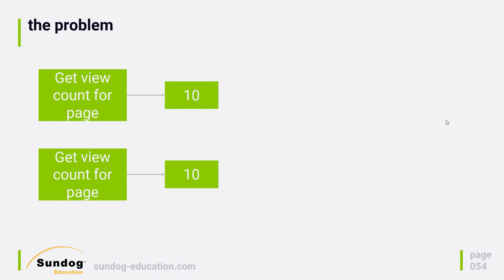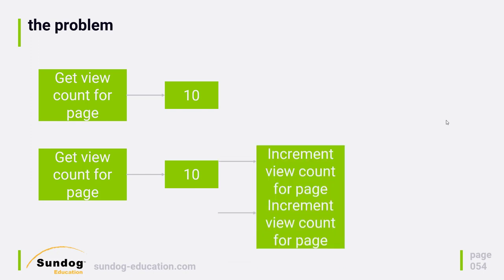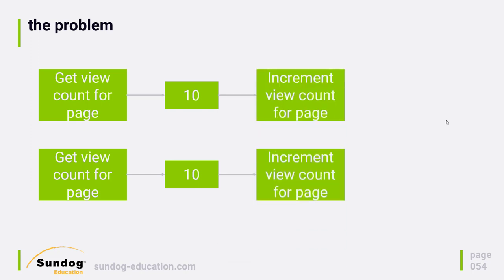Let's say it comes back with the number 10. 10 people have looked at this page so far. Now, both of these clients want to increment that at the same time. So they're going to go ahead and increment the view count for that page and figure out that I want to write a new update for this document that has a view count of 11. And they will both in turn write a new document update with a new view count of 11. But it should have been 12.